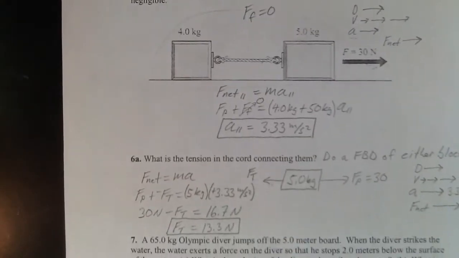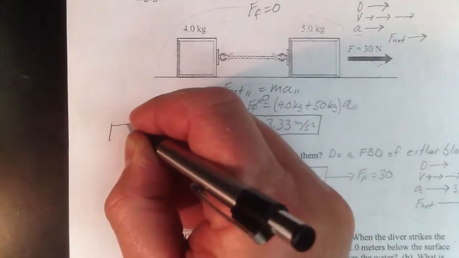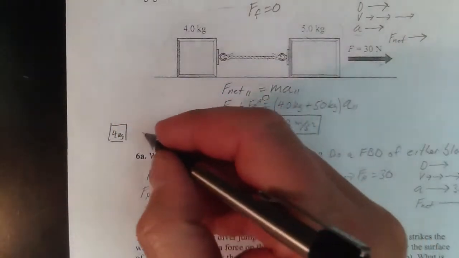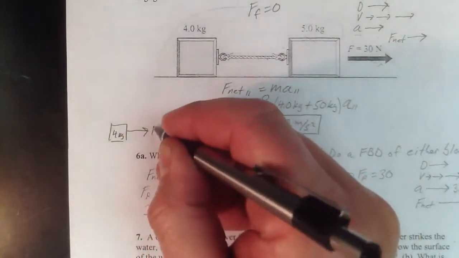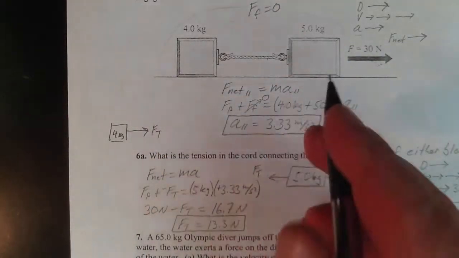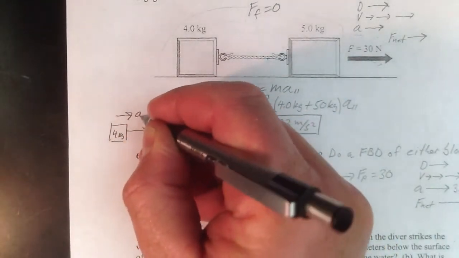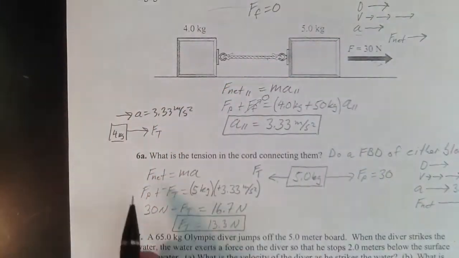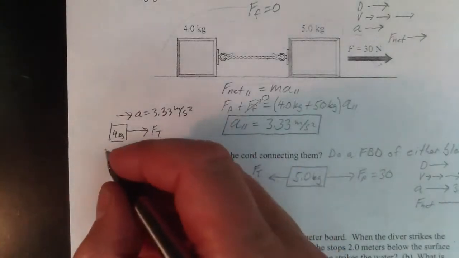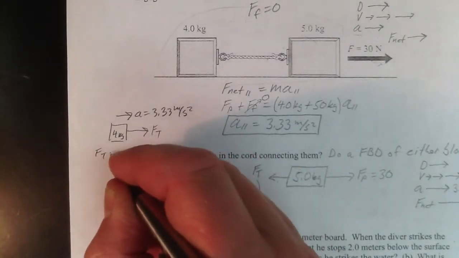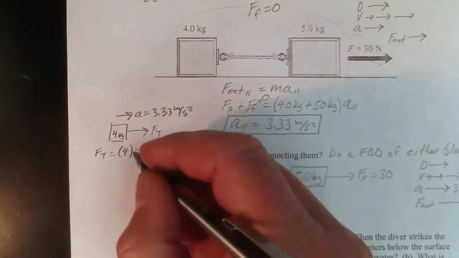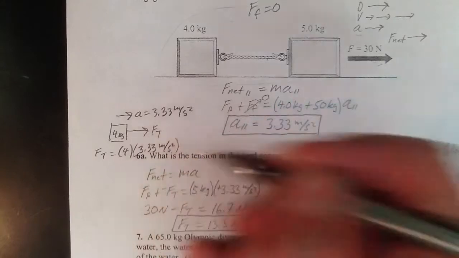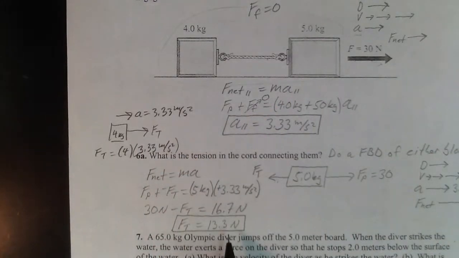Now, I could have done this problem another way. I could have drawn a free body diagram of just the 4 kilogram block. And what is acting on it? Well, that's what we're trying to compute, the force of tension. We know this acceleration is equal to 3.33 meters per second squared. So what is F net? Just the force of tension. So the force of tension would be equal to 4 kilograms times 3.33 meters per second squared, and we get this identical answer.